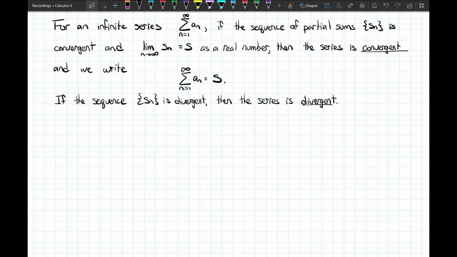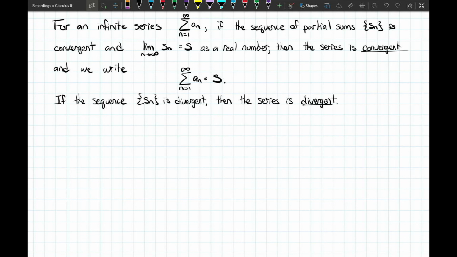For any given infinite series, where we could write the sum from n equals 1 to infinity of a_n, if the sequence of partial sums, that would be the sequence S_n, is convergent and the limit of that sequence equals s as some sort of real number, then we would say that the series is convergent, and we write that the sum of that series equals s. But if the sequence of partial sums is divergent, and the sequence either has a limit going to infinity, negative infinity, or just simply does not exist, then the series is divergent.